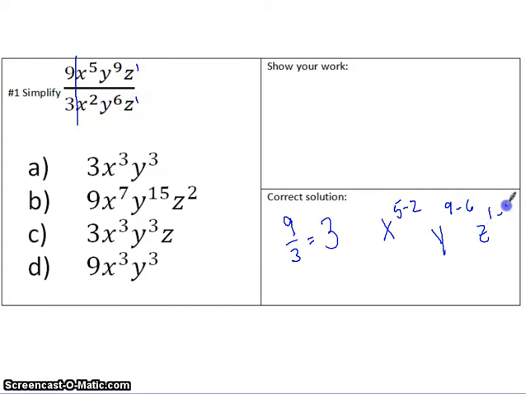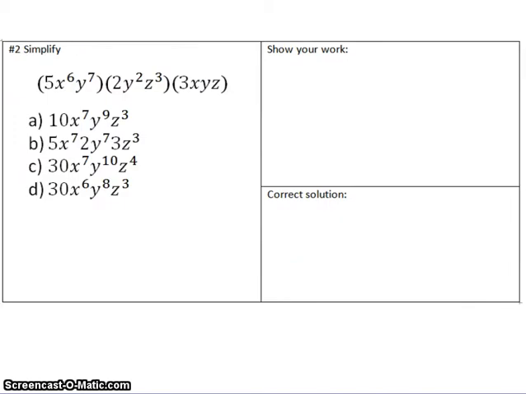All right, and then that makes a grand total of 3 in front from the 9 and the 3, x to the 3rd from 5 minus 2, y to the 3rd because of 9 minus 6, and then no z's because 1 minus 1 is z to the 0. So the z's have canceled out completely. And that means that there's no z's, so my answer is A: 3, x to the 3rd, y to the 3rd.